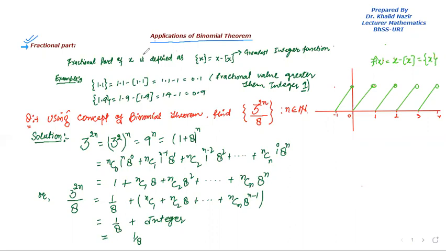The fractional part of any x is written in curly brackets, {x}, right? It is defined to be x minus the greatest integer function of x. You know the greatest integer function of x, the students are aware of that. So let's take a few examples to understand the fractional part of x first.